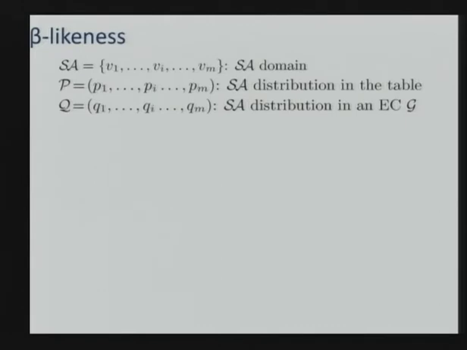To address such limitation of T-closeness, we then introduce beta-likeness. Still, let's consider the sensitive attribute domain, that is v1, v2, vi to vm. And suppose that P is the global distribution of the sensitive attribute, and Q is the sensitive attribute distribution in an equivalence class.